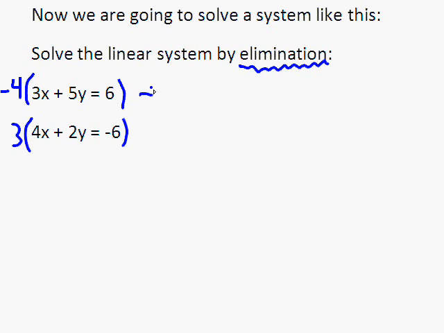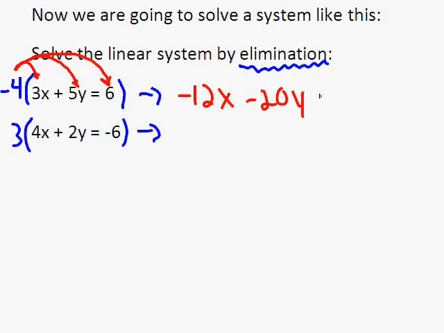Let's take a look. I'm going to rewrite both equations to the right after I've distributed the numbers that I placed out to the left. So negative 4 times 3, negative 4 times 5, and negative 4 times 6. Negative 4 times 3 is negative 12x. Negative 4 times positive 5y gives us a negative 20y. And negative 4 times positive 6 gives us a negative 24.